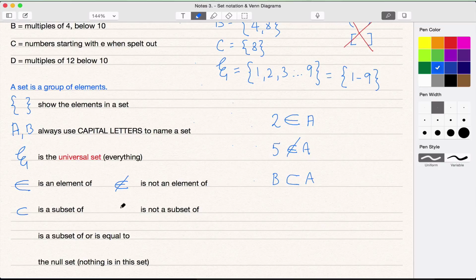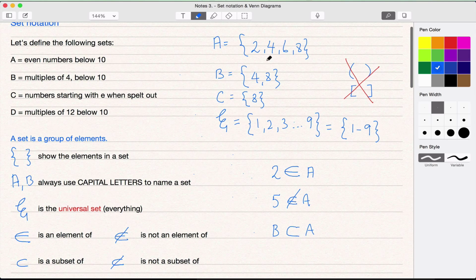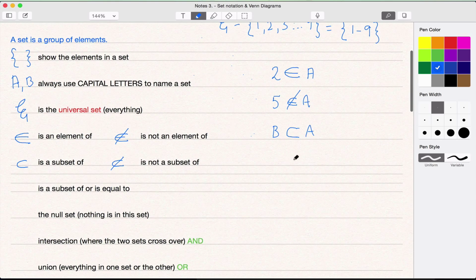Again, for not a subset of, put your symbol in, put a slash through it. A is not a subset of B because everything in A is not in B as well. A is not a subset of B.